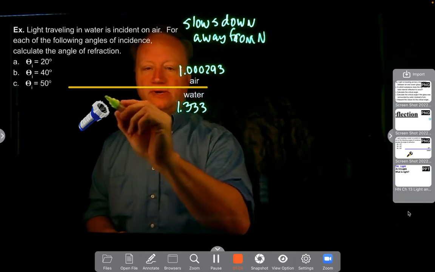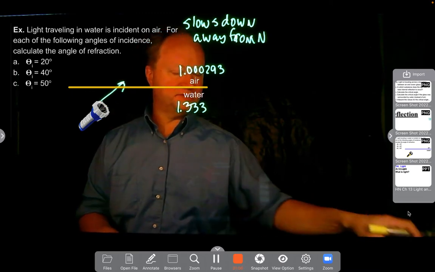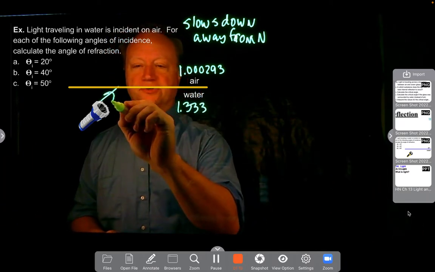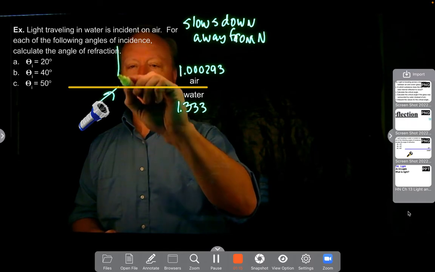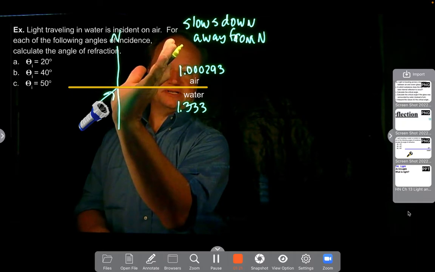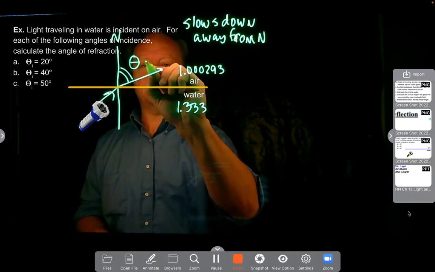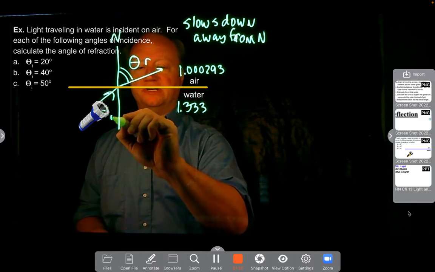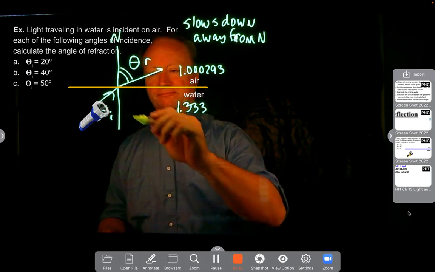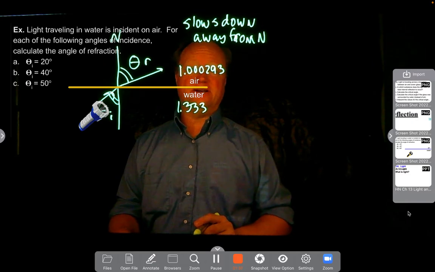So then drawing our ray of light here up towards the surface, we draw it up towards the surface and then we draw the normal in. Then our light is not going to get closer, but it's going to bend outward away from the normal. So then this would be theta r. This would be theta i. We want to calculate our theta r value.